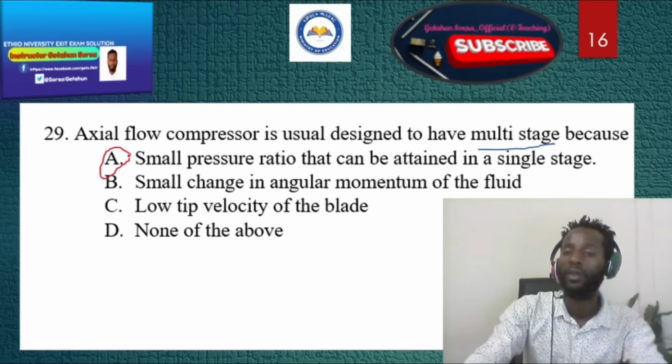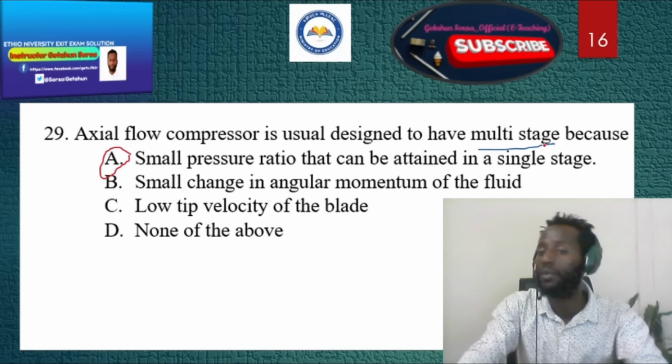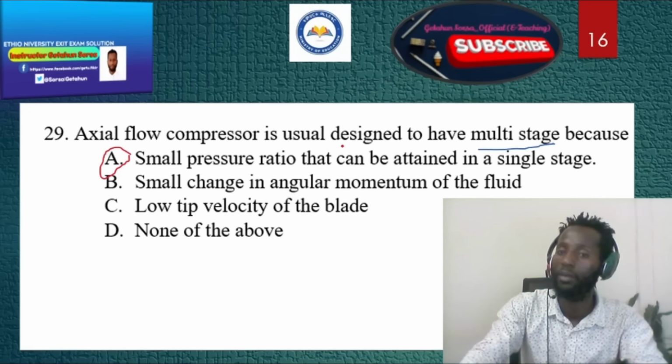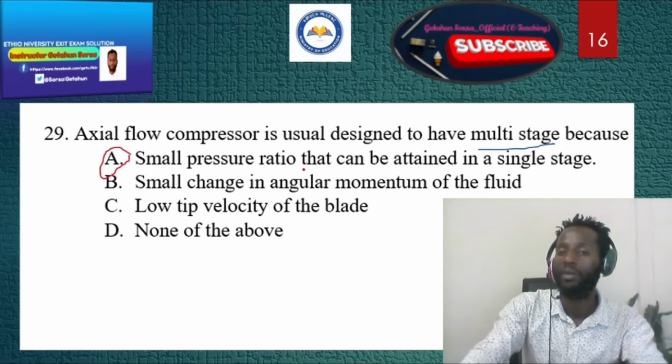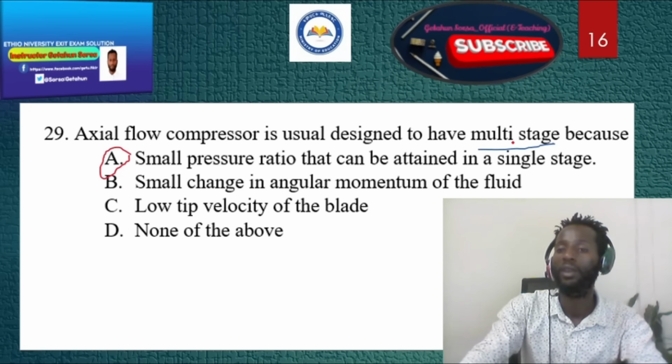We arrange these axial flow compressors in multiple stages because in a single stage only a small pressure ratio can be attained. So to have a high pressure ratio, we have to arrange these axial flow compressors in multiple stages.